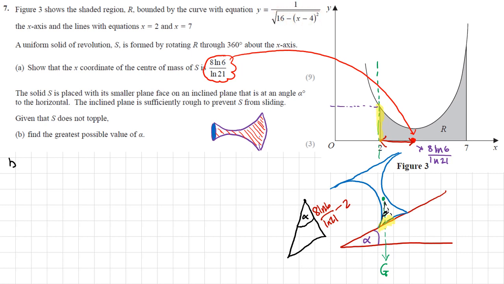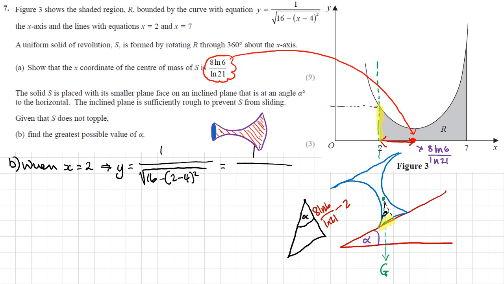Okay, so let's do that. When x equals 2, we will have y is equal to 1 over the square root of 16 minus 2 minus 4 all squared. So that'll be 1 over the square root of 16 minus, so 2 minus 4, negative 2 squared is 4. So that just becomes 1 over root 12. So that is the length of this side, 1 over root 12. I've got this length here, 1 over root 12, and I've got this length here, 8 log 6 over log 21 minus 2.